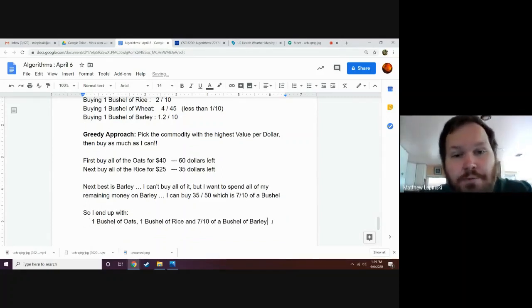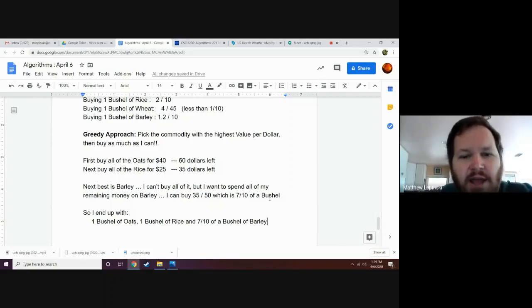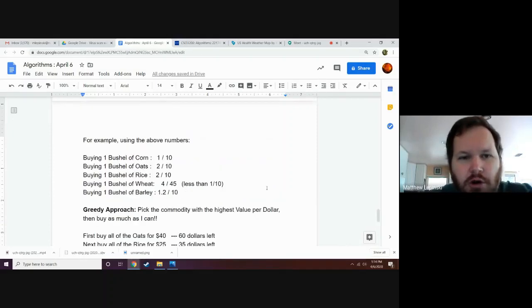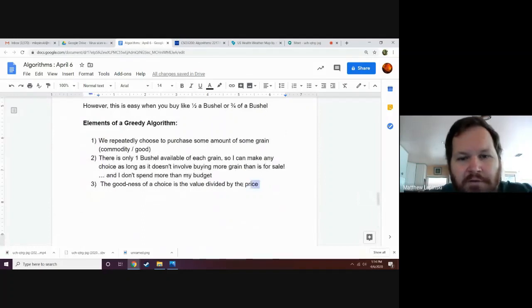Okay, so is there any question about this greedy approach? My greedy approach is to figure out the value per dollar of each good and then buy as much of the good as I can. Buy as much of whatever the best bang for my buck is, buy it until it runs out, and then go to the next item on my shopping list. Are there questions about how this works?